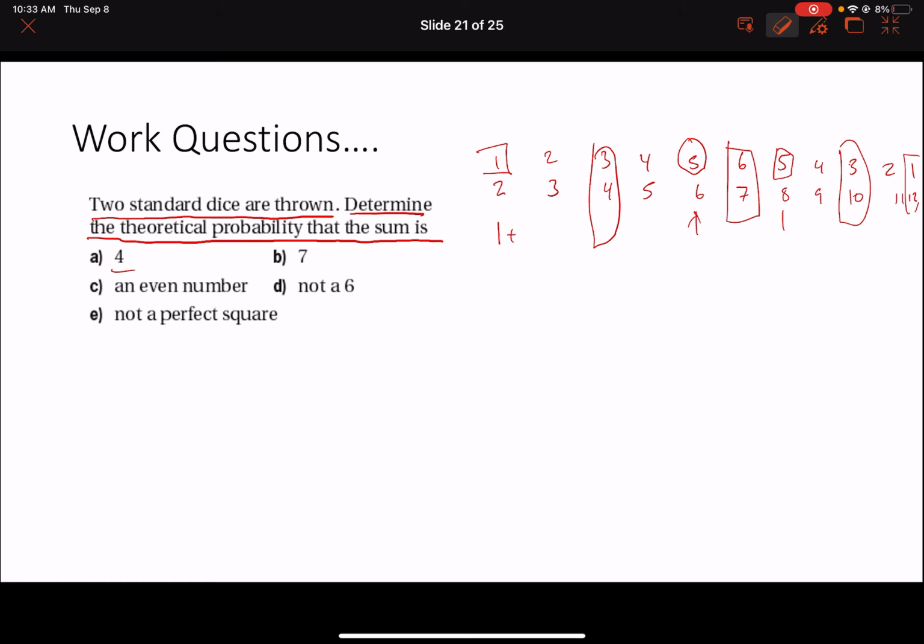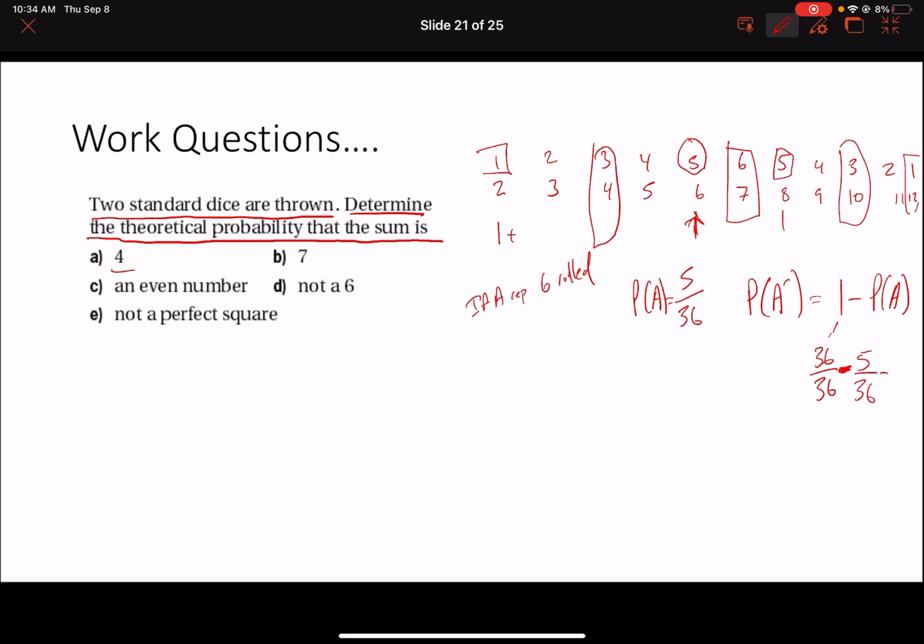The probability of a 6 occurring is 5 over 36. So if A represents a 6 rolled, P of A equals 5 over 36, but then we want the probability of not A, which is 1 minus P of A, the probability of 6 occurring, which is 36 over 36, that's 1, minus 5 over 36, which is 31 over 36. So that's the probability that it's not a 6, is 31 over 36.